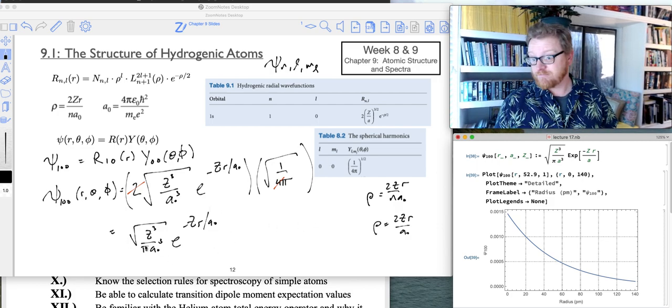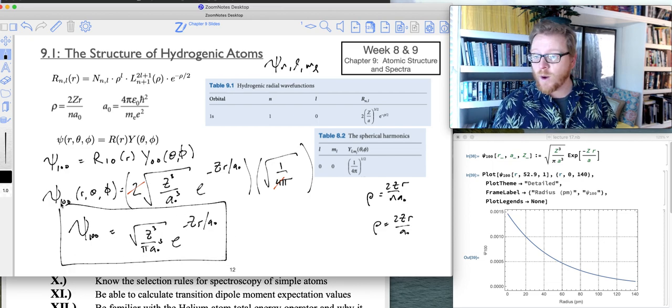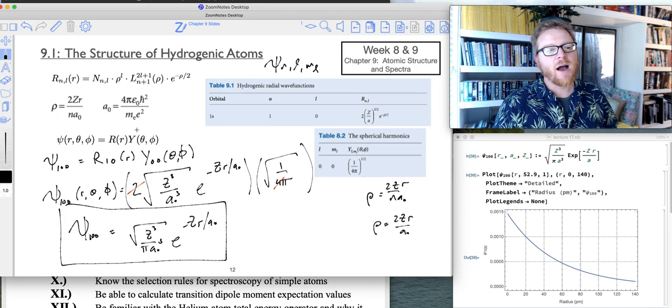And there we have it. We've got our psi 100, which we know is our wave function for our 1s orbital. Very cool. And we can put together all of the other wave functions for 2s, 2p, 3s, etc. by calling up the correct radial wave functions and spherical harmonic wave functions.